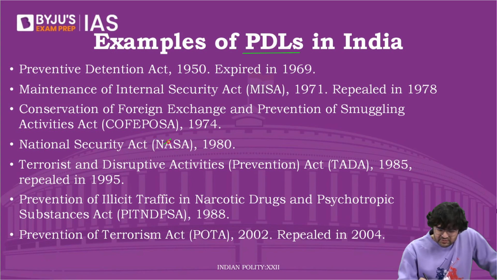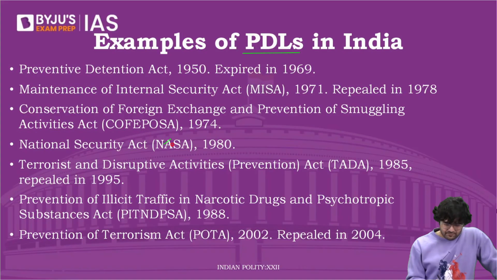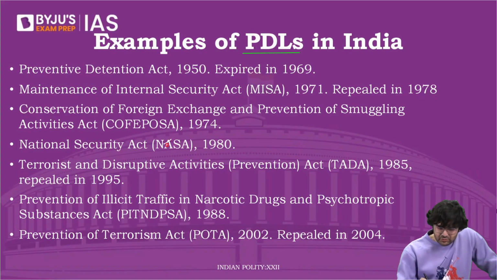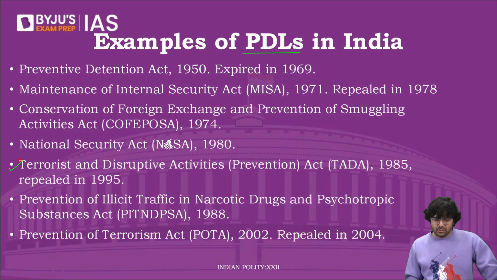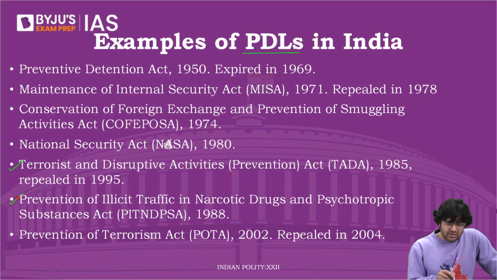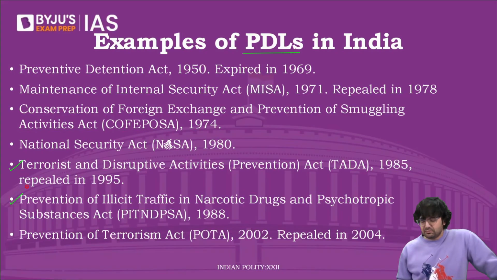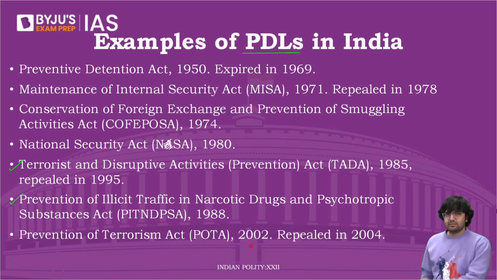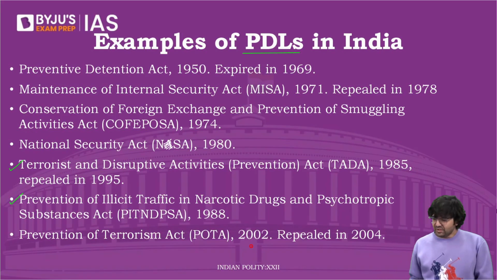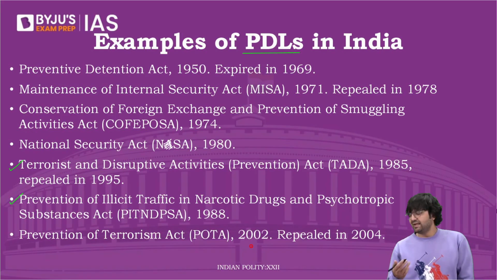This is not NASA, sorry. This is NSA. National Security Act, it is still there and largely misused by the government to harass people. TADA, the act under which Sanju Baba was arrested. Then the Prevention of Illicit Traffic in Narcotic Drugs and Psychotropic Substances Act. This is the law under which the Aryan Khan matter arose. POTA, the dangerous law, has been repealed now, but sadly the provisions have been added under UAPA. Just remember some of these laws as examples.